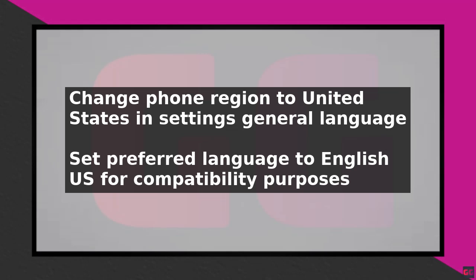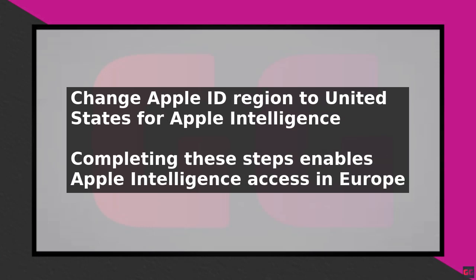Next, change your phone's region by going to Settings, General, Language and Region, and selecting the United States. Also, make sure your preferred language is set to English, US.